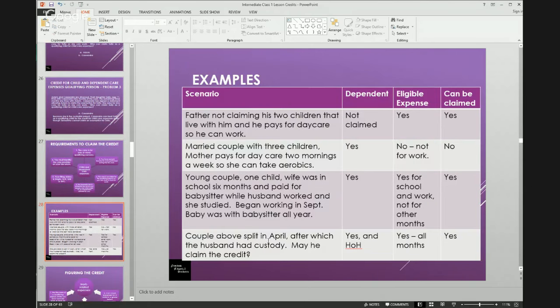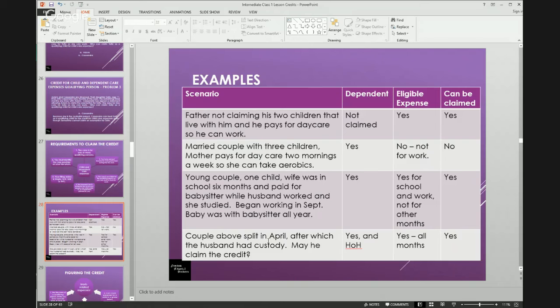So we're going to look at a couple of examples here. We have a father who's not claiming his 2 children. They live with him and he pays for daycare so he can work. So in this instance, the dependent is not claimed. It is an eligible expense, and he can claim the credit. The next one, we have a married couple with 3 children. The mother pays for daycare 2 mornings a week so she can take aerobics. In this case, the children are dependents on the return, but it is not an eligible expense because it is not to work or look for work, and therefore the credit cannot be claimed.